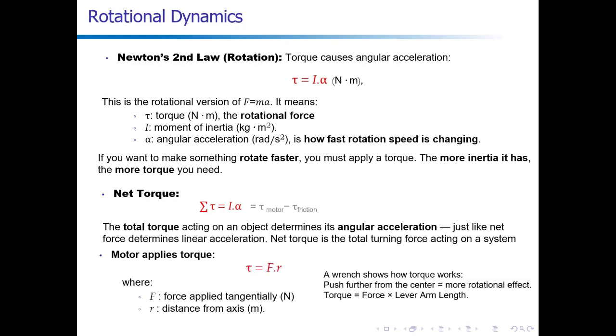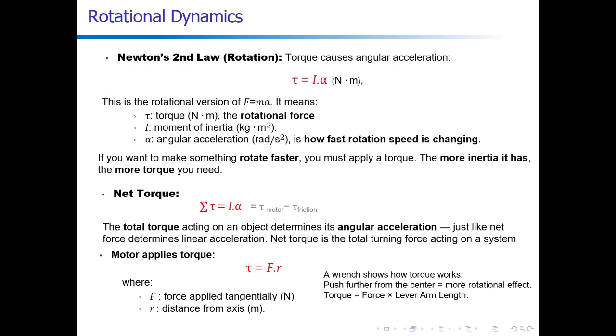Let's look at how motors apply torque. Motors apply torque through a formula tau equals F multiplied by R, which means that torque depends on the force applied at the radius from the axis. Similar to a wrench, the longer the leverage, the easier it is to twist. In other words, the bigger the R, the more torque for the same force.